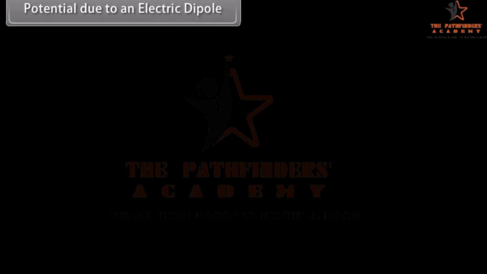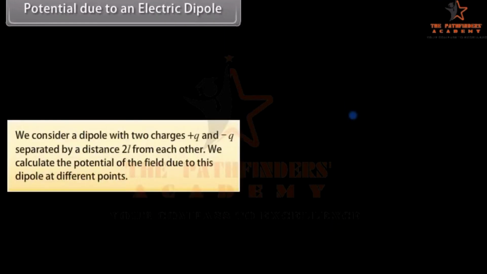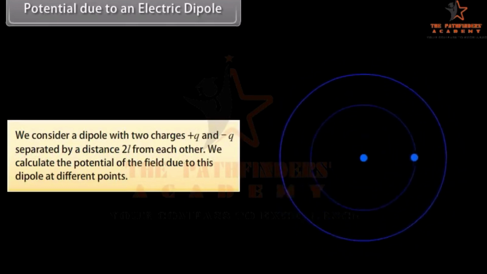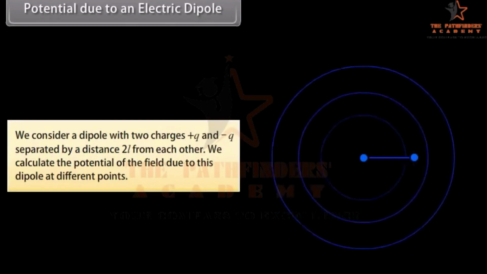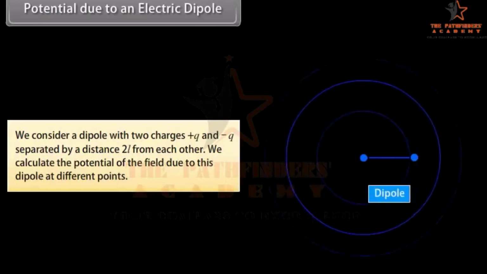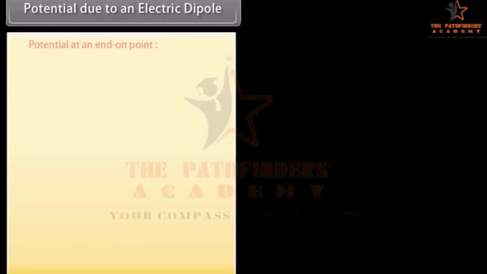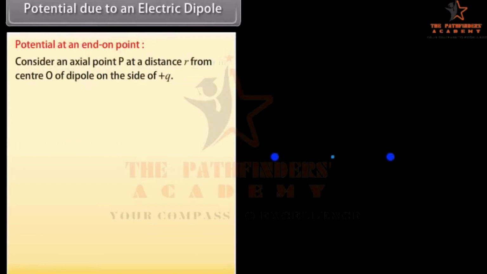Potential due to an electric dipole. We consider a dipole with 2 charges, +q and minus q, separated by a distance 2l from each other. We calculate the potential of the field due to this dipole at different points. Potential at an end-on point. Consider an axial point P at a distance r from center O of dipole on the side of +q.